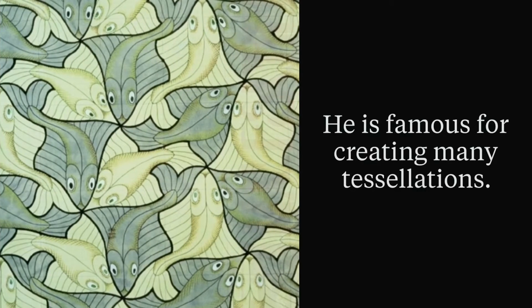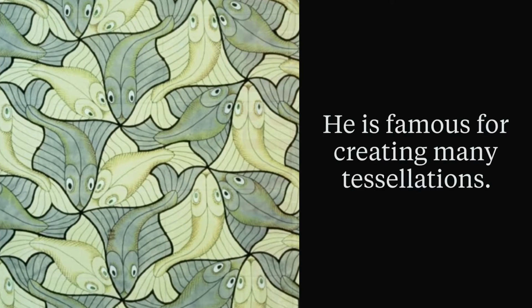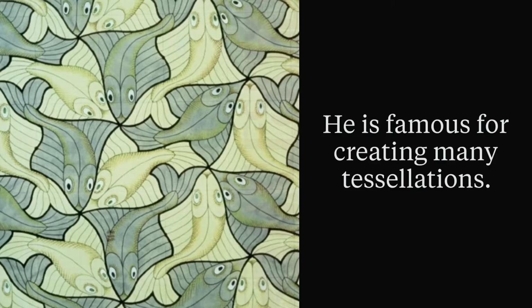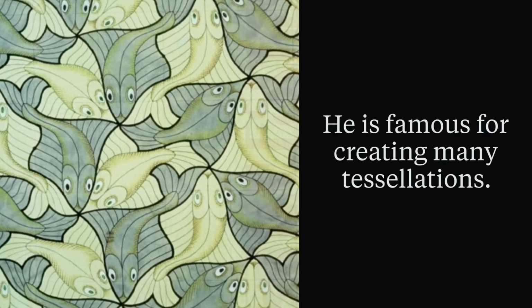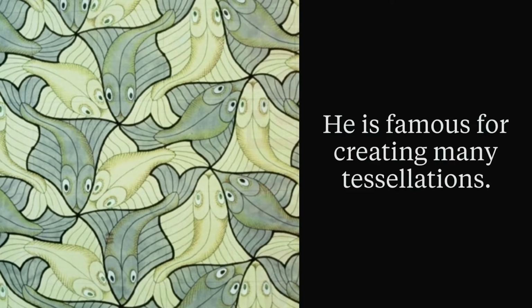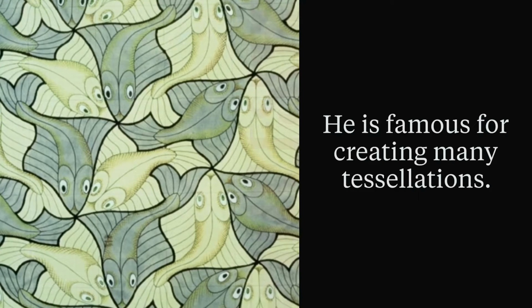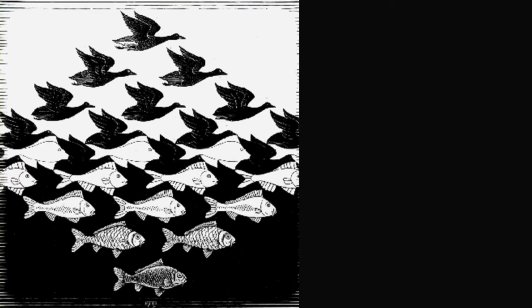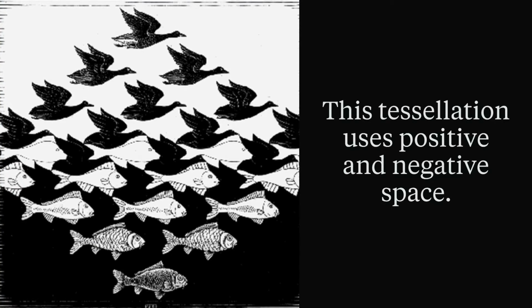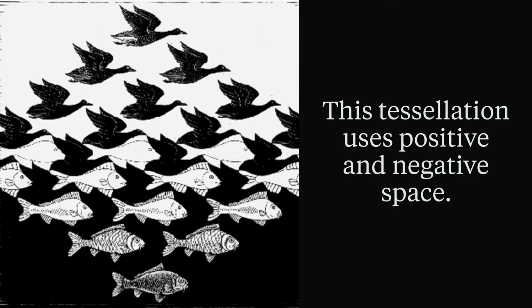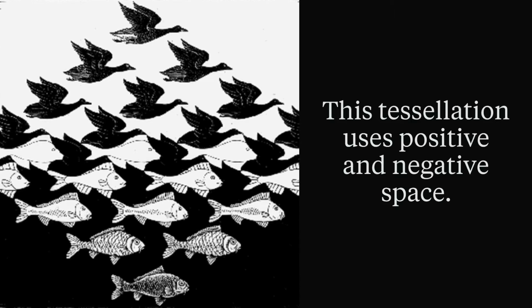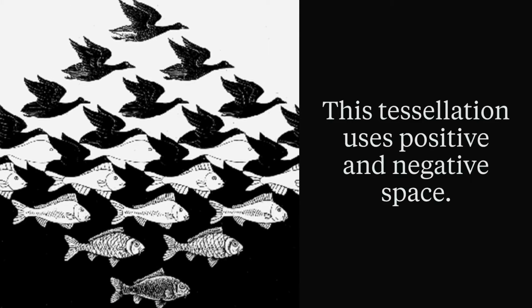He is very famous for his drawings of tessellations. A tessellation is a repeated pattern which covers a flat surface with one or more geometric shapes. It can have no overlaps and no gaps. This picture uses tessellations as the fish change into a bird. It also uses positive and negative shapes.